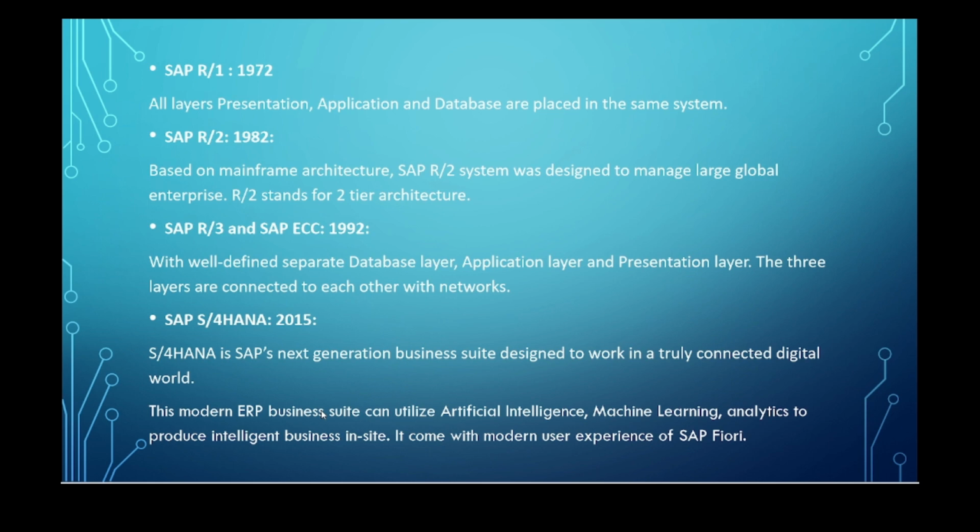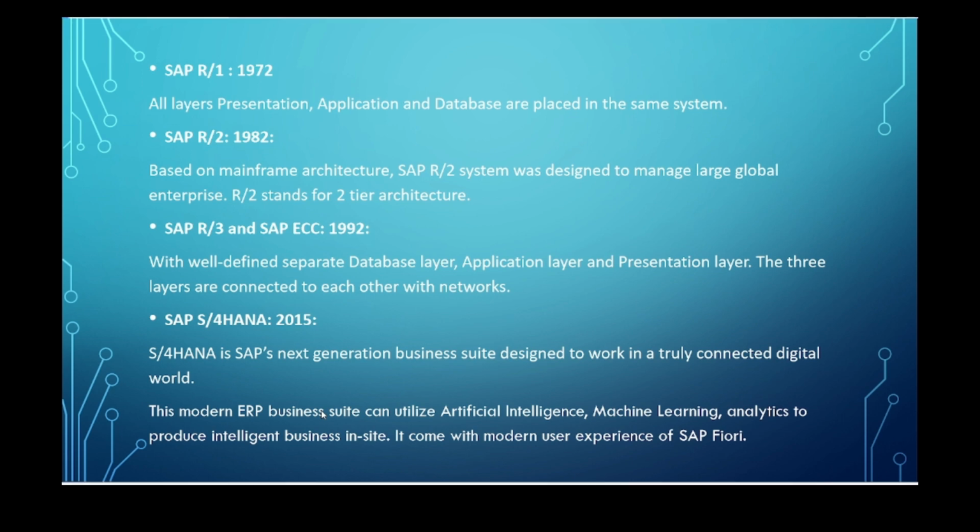So SAP R1 was founded in 1972. All layers, the presentation layer, application layer, and database, were placed in the same system. In 1982, R2 was based on mainframe architecture. The SAP R2 system was designed to manage large global enterprises. So they improved it and implemented it for large global enterprises also.